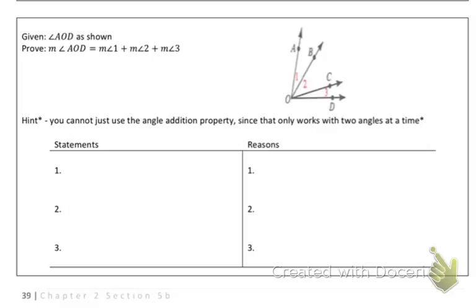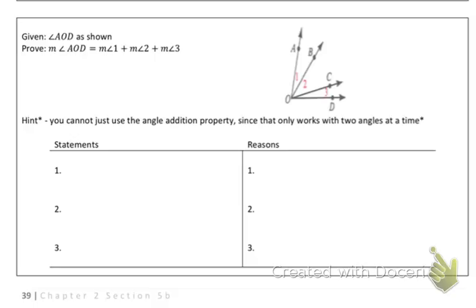Sometimes they do that. Your given is just a picture. In those cases, we aren't going to put anything down as given, because otherwise you have to put drawing, given. We're not going to. So we're going to skip this given step. We are given a drawing. It says prove that this big angle is angle 1 plus 2 plus 3.